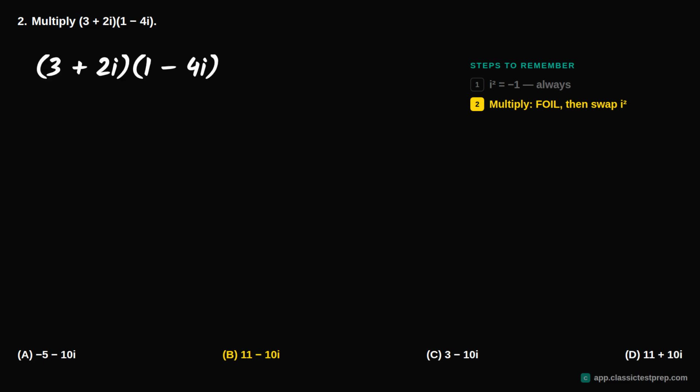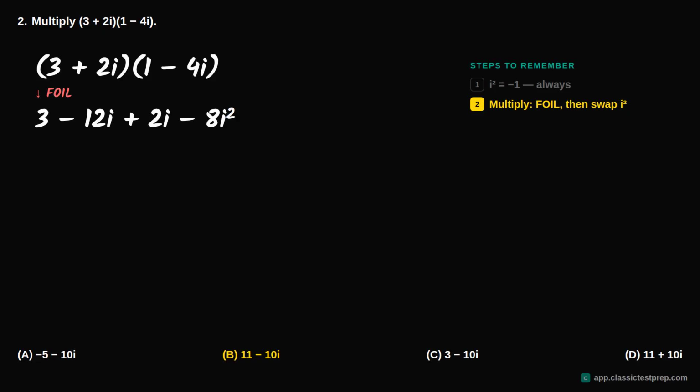Multiply 3 plus 2i times 1 minus 4i. Here we are going to FOIL this expression just like we would with any binomial. If it were 3x plus 4 times 2x minus 5, we would FOIL it first before we tried to solve for x or do anything like that. But here we just have i. So we FOIL, and that results in 3 minus 12i plus 2i minus 8i squared.